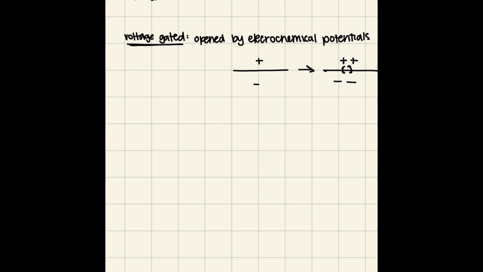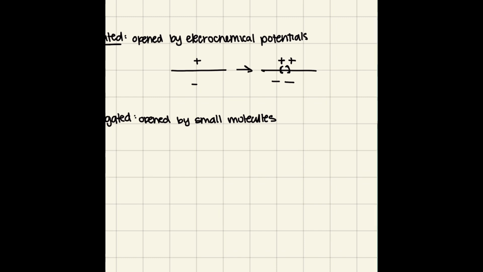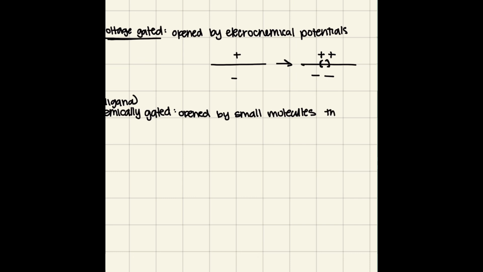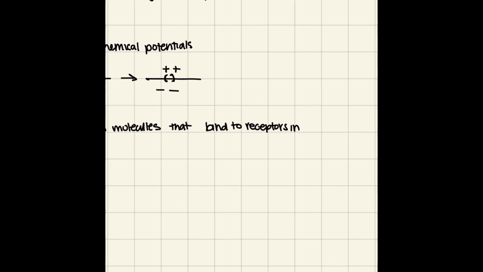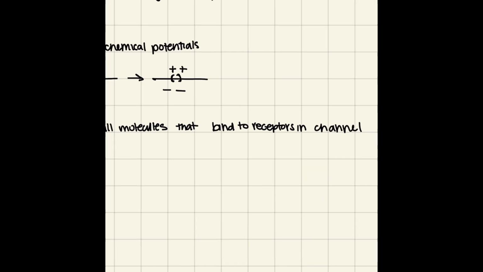The next one that we talk about is chemically gated channels. These are also called ligand gated channels. That's just because they are opened by small molecules, usually like hormones or neurotransmitters that bind to receptors in the channel. An example of this would be acetylcholine.